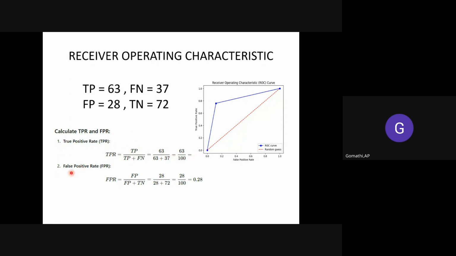Next is the false positive rate. It is calculated using this formula, and we get the value 0.28. The true positive rate is taken as the y-axis, and the false positive rate is taken as the x-axis. Now we have to draw the curve. We get it like this. That means the result will be over the random classifier, which shows that we get a good result.